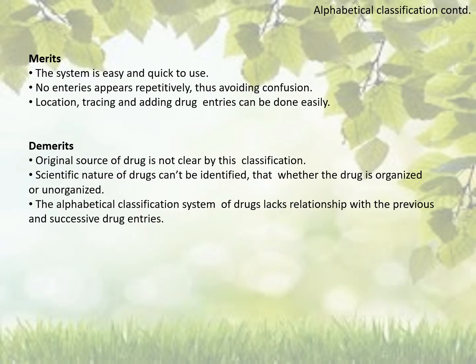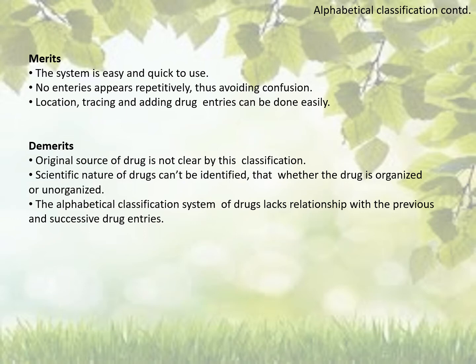Now, all the systems of classification have some merits and demerits. The merits of alphabetical classification are that this system is easy and quick to use. No entries appear repetitively, thus avoiding confusion. Location tracing and adding drug entries can be done easily. It is a simple method and no technical person is required for its handling.